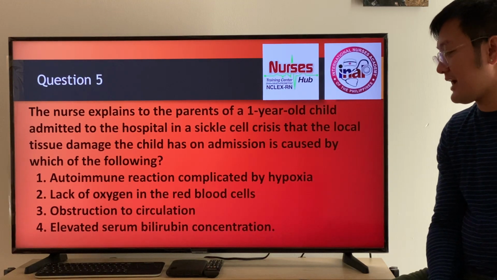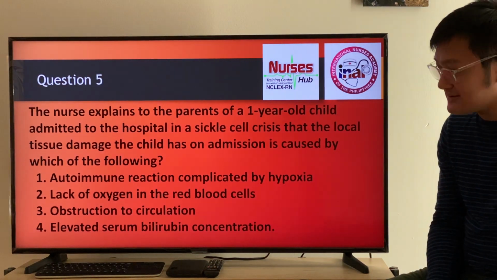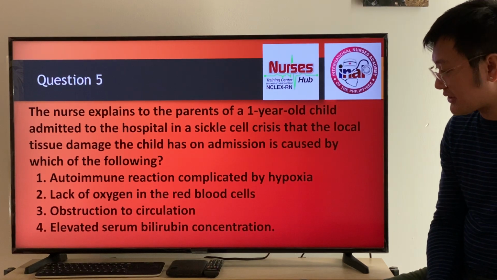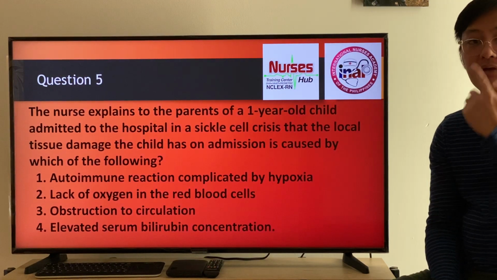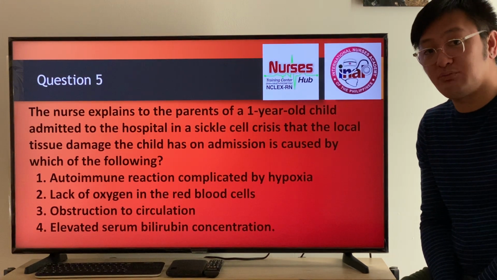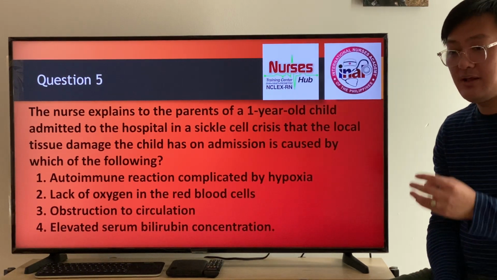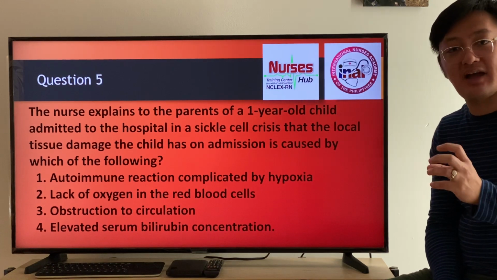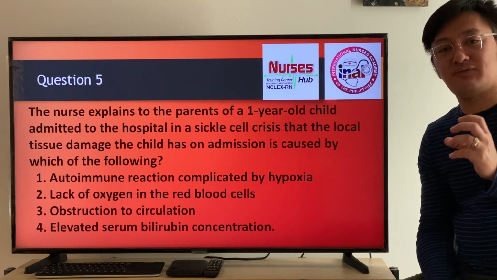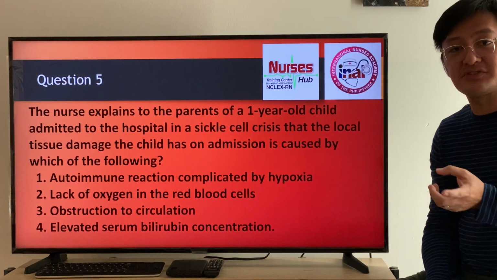First, autoimmune reaction complicated by hypoxia. 2, lack of oxygen in the red blood cells. 3, obstruction to the circulation. 4, elevated serum bilirubin concentration. Now remember, sickle cell is not a form of an autoimmune problem. It's a genetic problem wherein the red blood cell of the patient has a defective hemoglobin S, S for sickling. So what happens there is that if you have sickle cell and you expose the patient in a low oxygen environment, that will result to hypoxia.